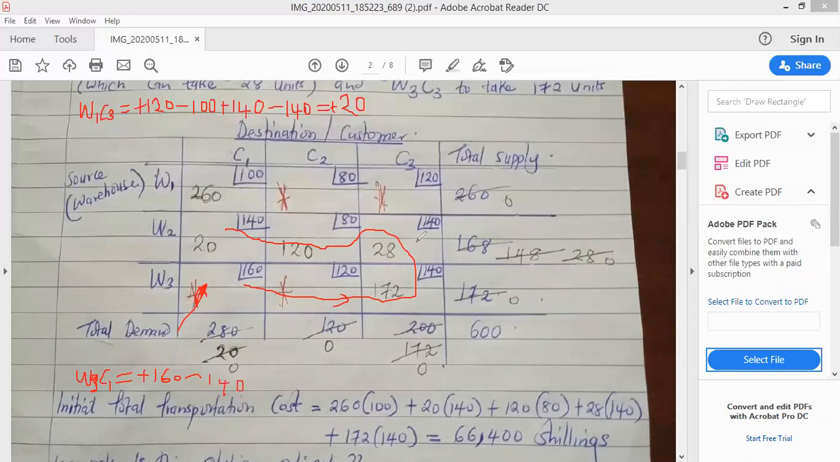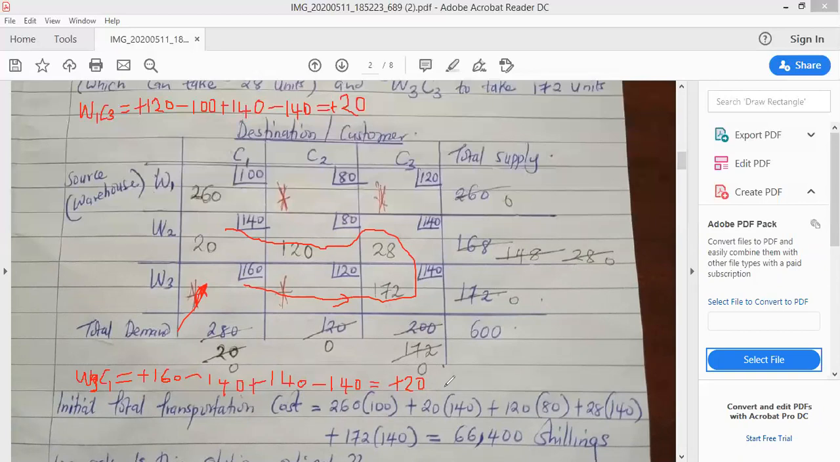Then I'll also add this 140 here. Remember, we are using the unit cost. And then I'm going to subtract finally 140 here, which gives us a positive 20, which is actually 160 minus 140, and this will cancel. So we'll have a positive 20 as the shadow price for W3C1.